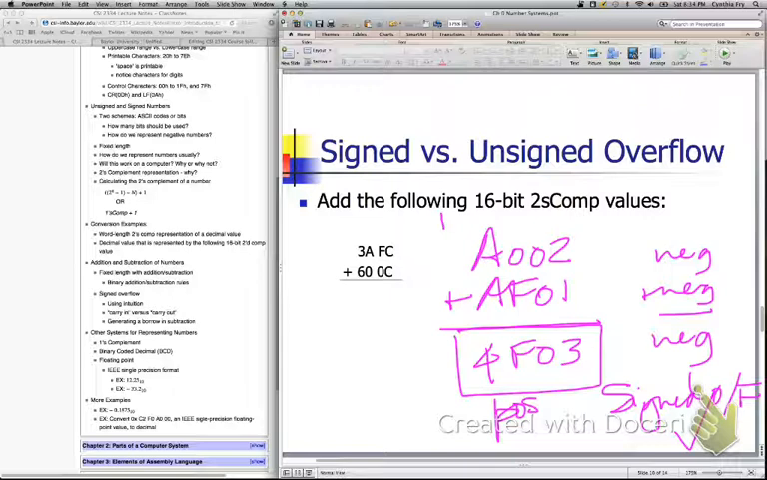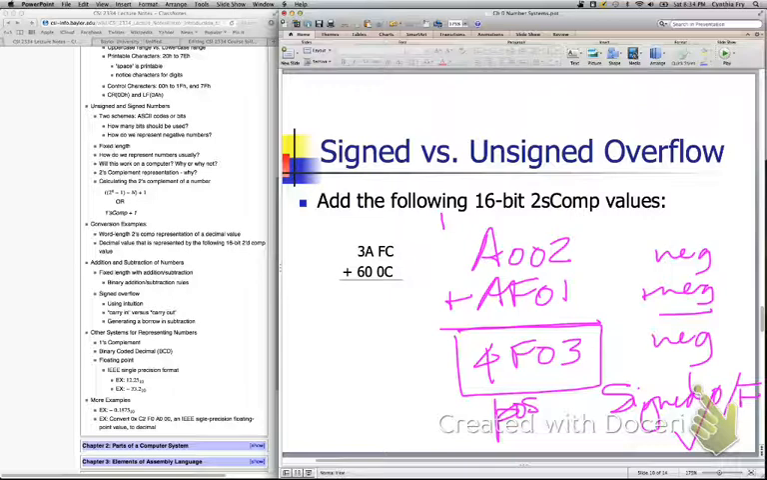Now, the reason we bring this up is because later on when we get into the instruction set, there are ways you're going to be able to note whether something like signed overflow or a carryout has occurred.